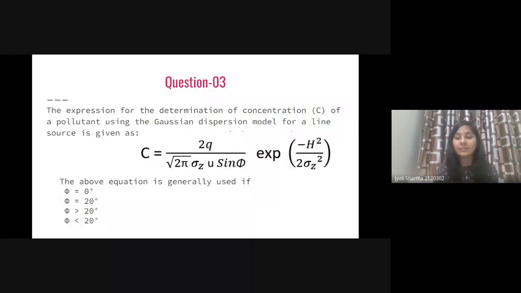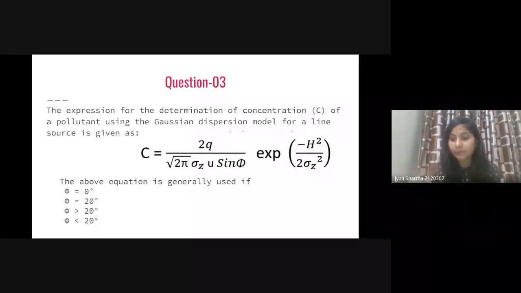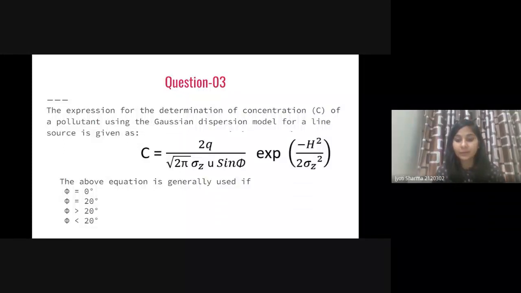Nishant gave me answer C. Alka gave me answer C. I'm expecting more answers. Okay, Jyoti gave me answer C. Okay, if you people have already given me answer C, then the answer is obviously C.